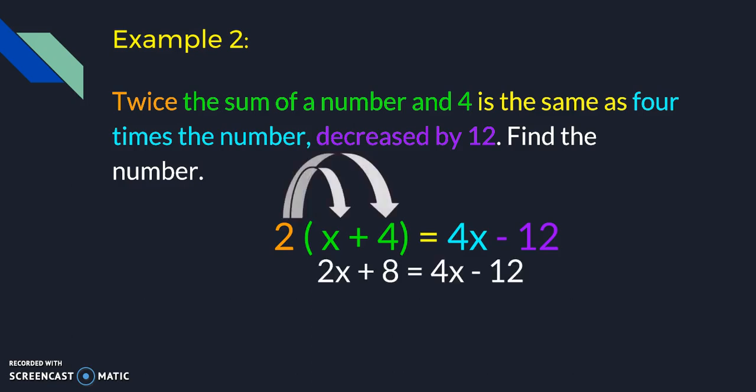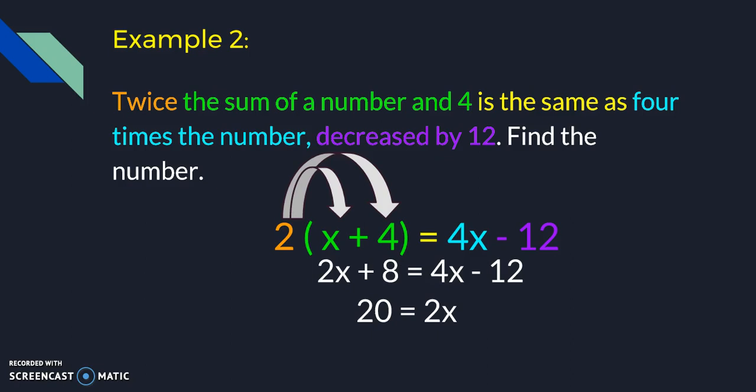After we distribute, we do the math. So we have 2x plus 8 equals 4x minus 12. Now we need to combine like terms. So we subtract the x's, we move the 12 over, we get 2x equals 20.